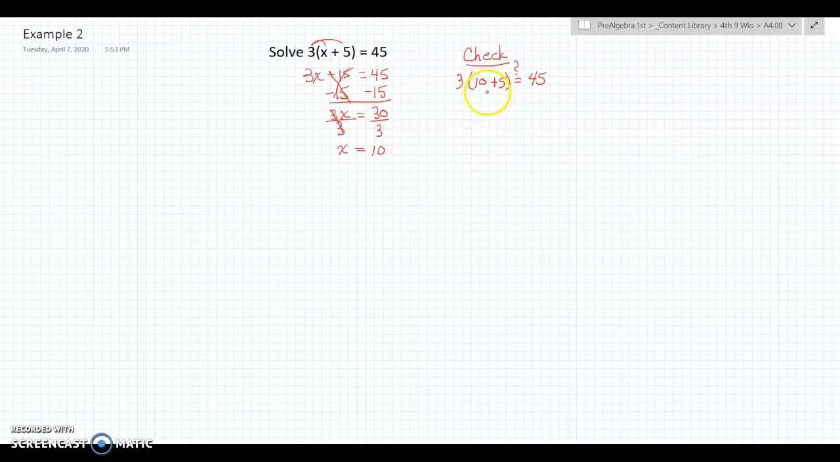So let's add 10 plus 5, which is 15. Then we'll multiply that by 3 to see if 3 times 15, let's see, 3 times 15 is 45. So now we see that this checks out, so our actual solution is x equals 10.